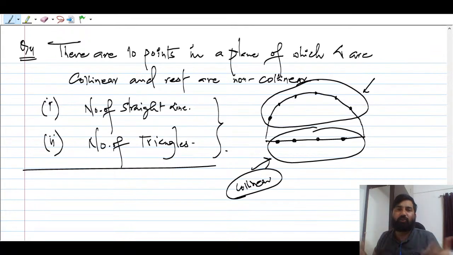So better to feel it, okay, better to feel it, fine. So there are 10 points in a plane of which 4 are collinear and rest are non-collinear. Now, so suppose you have got 6, okay, so there are 6 non-collinear points, right? And if you want to get straight line, matlab you need to choose 2 points at least, right?